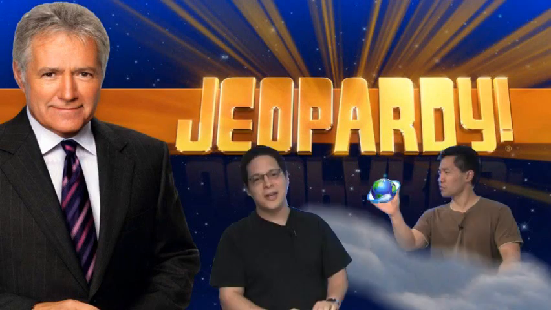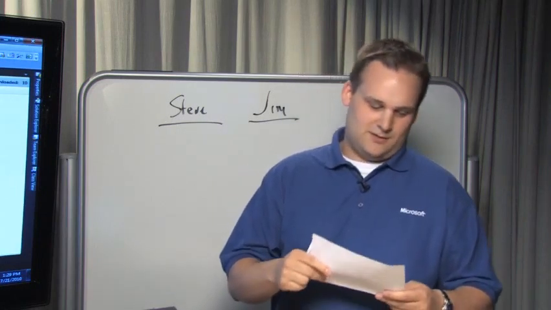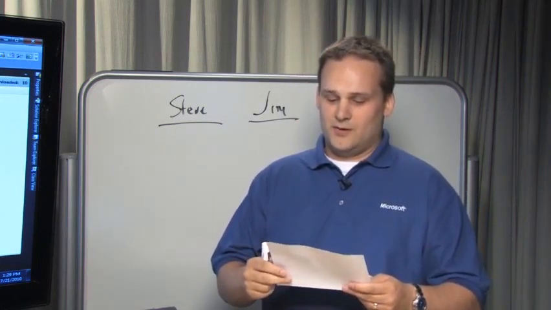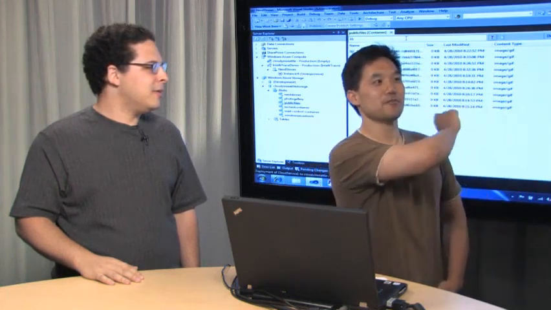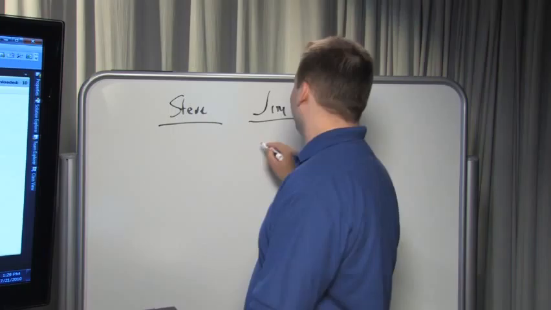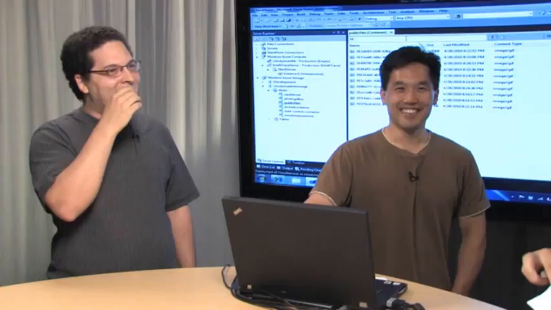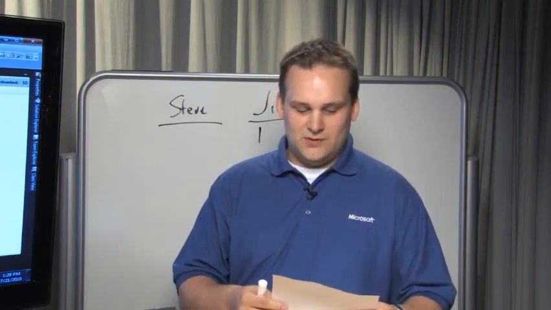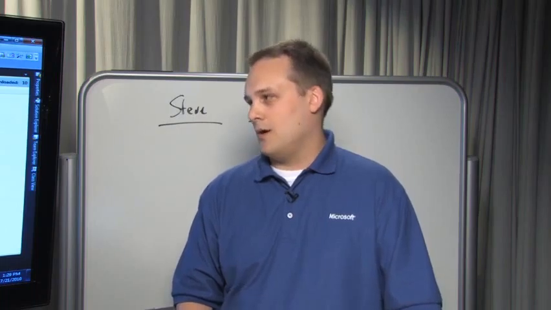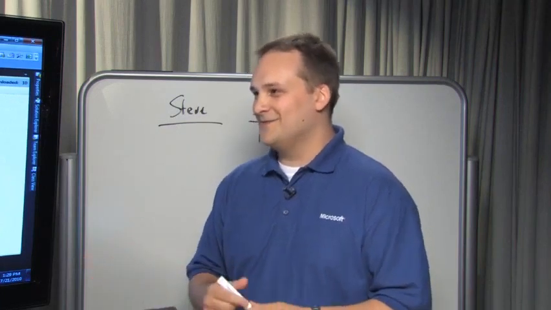This is Jeopardy! First question. In what year was the original Visual Studio .NET released? Oh, 2002. Correct. One for Jim. That's about how I expected this to go. I'm not sure I would have gotten the decade right. All right. What release of Visual Studio aligned with .NET 1.1? Visual Studio 2003. Where are you, Steve?